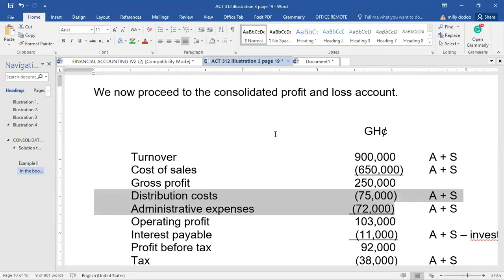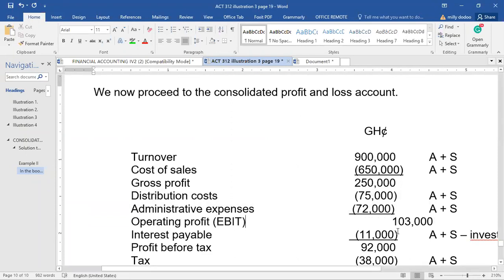EBIT, earnings before interest and tax. If I take my interest from it, then I get what you call the EBT. So when you see it somewhere, this is what it means. Earnings before interest and tax.